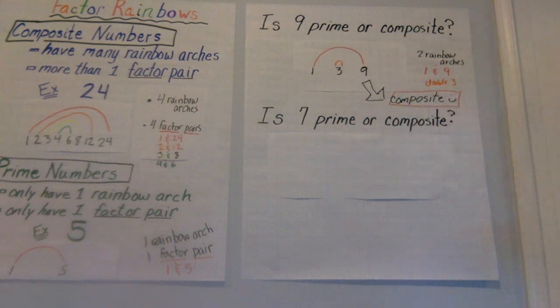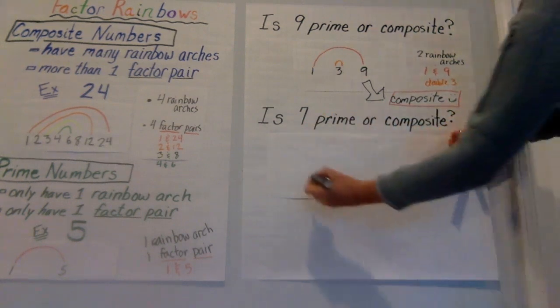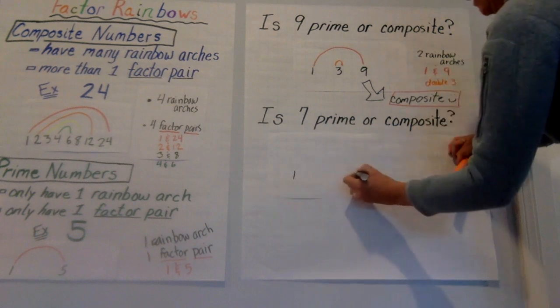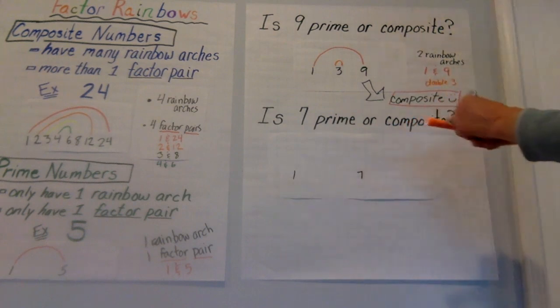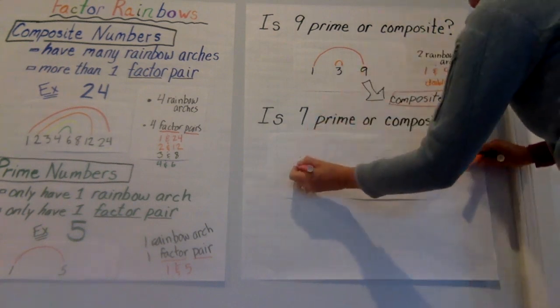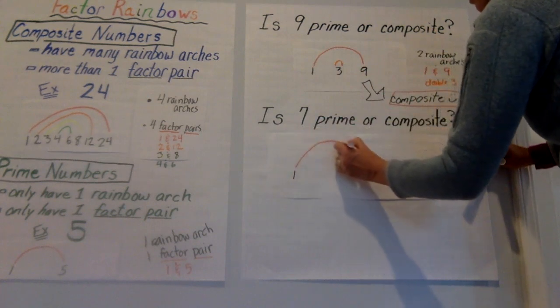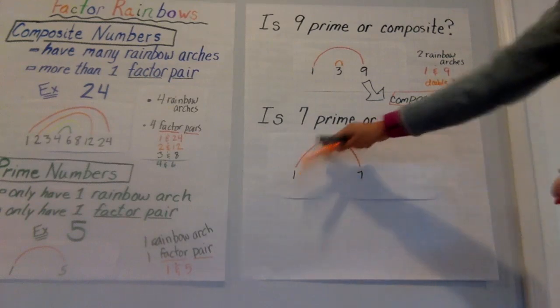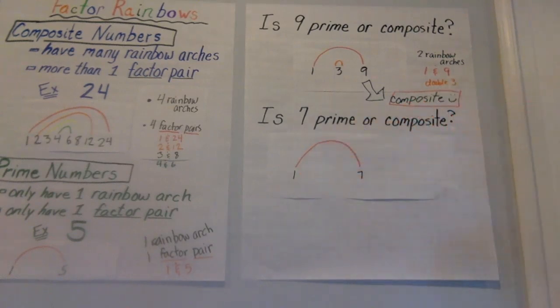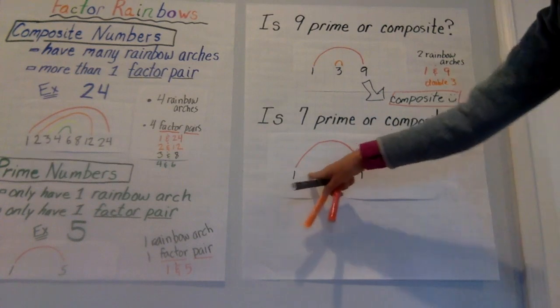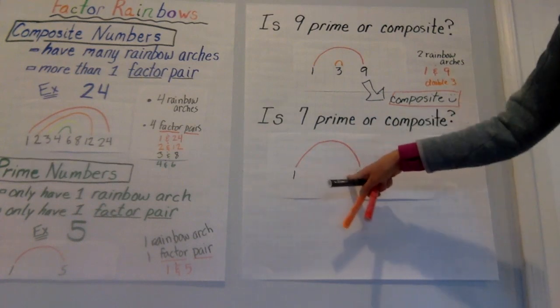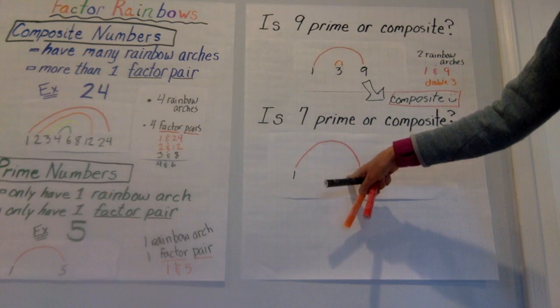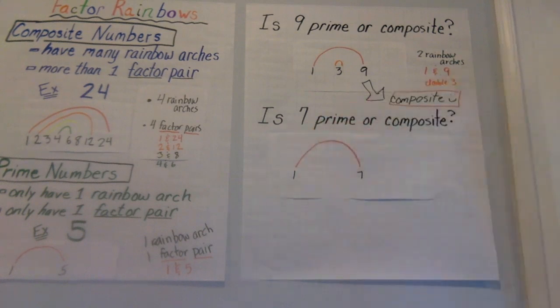All right. Now let's try to figure out 7. Is 7 prime or composite? So first, we know factors start with 1, so I'm going to do 1 times 7. And I know that is 1 rainbow arch. So I'm going to put a rainbow arch. Now I'm going to try 2, because I know the numbers 2, 3, 4, 5, and 6 possibly could be factors of 7. So I'm going to try 2 first.